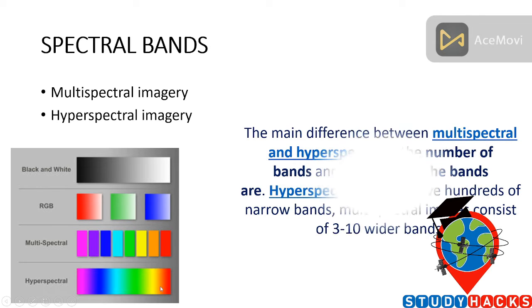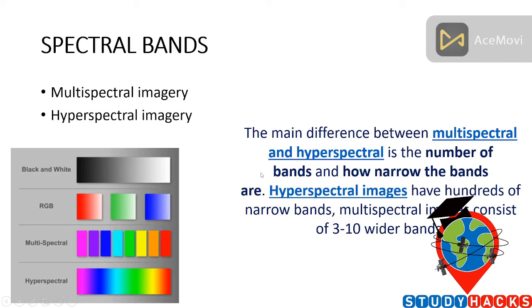And for the Landsat, you can see here, the main difference between the multispectral and hyperspectral is the number of bands and how narrow the bands are. Hyperspectral has hundreds of narrow bands, and a multispectral image consists of 3 to 10 wider bands.